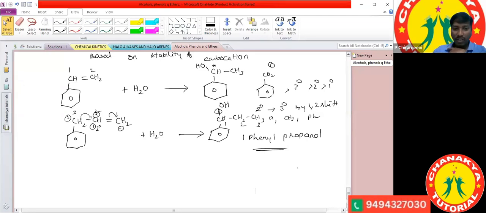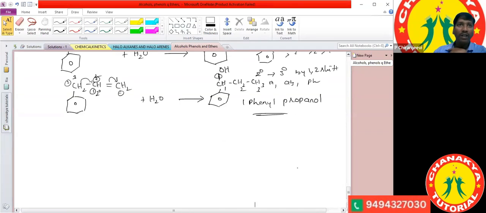And next point. So here, the anti-Markovnikov rule is there. Anti-Markovnikov rule.